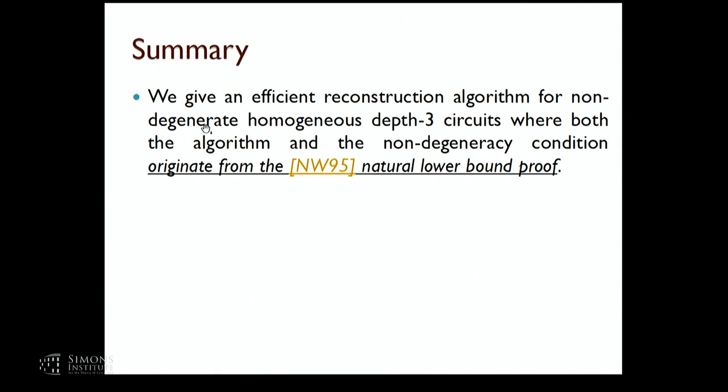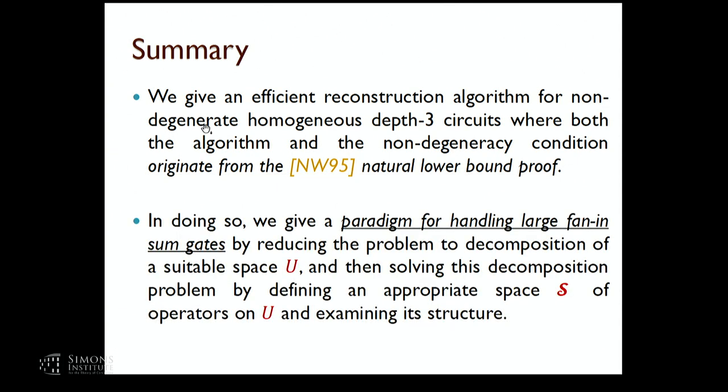So the summary is that we give a reconstruction algorithm, a partial answer to the problem posed by Klivans and Shpilka. Our reconstruction algorithm is strongly influenced by the natural proof framework of Nisan-Wigderson, as well as the non-degeneracy condition. And in doing so, we came up with this paradigm, which we feel might be applicable elsewhere.